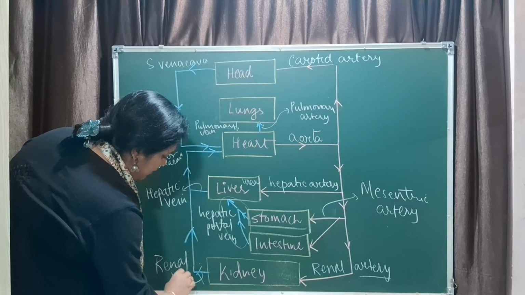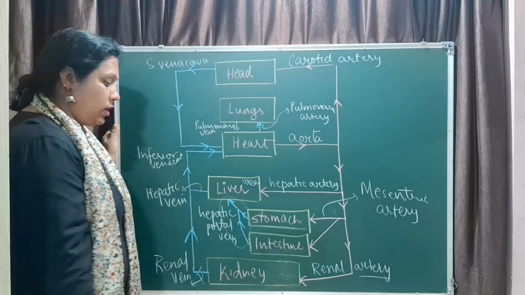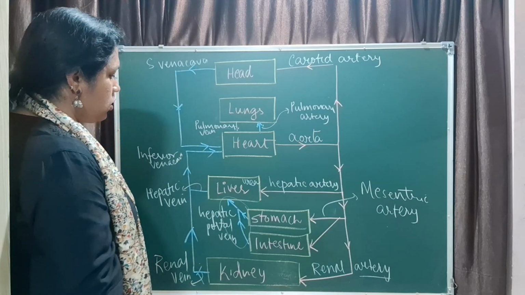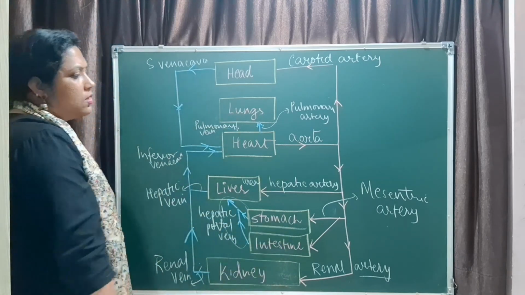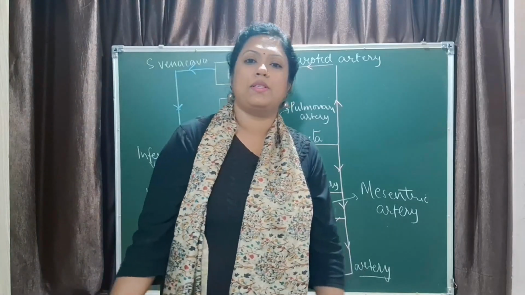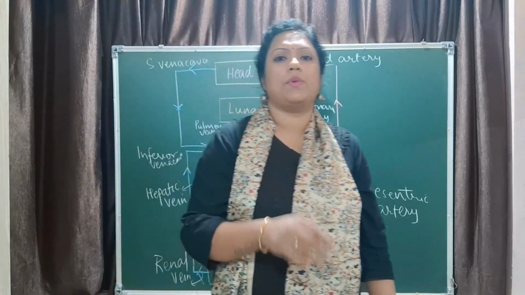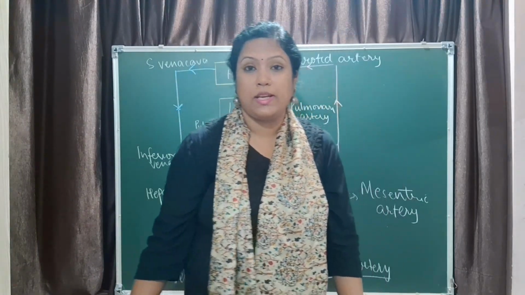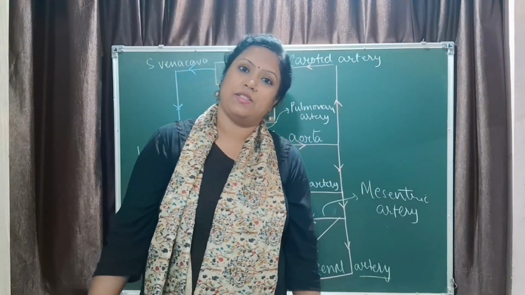Renal vein will have the least amount of urea. Is that understood? So this is all about your circulatory system. I hope it's clear. Any doubt, put it in the comment section. Let's proceed to the next chapter, that is your excretory system.